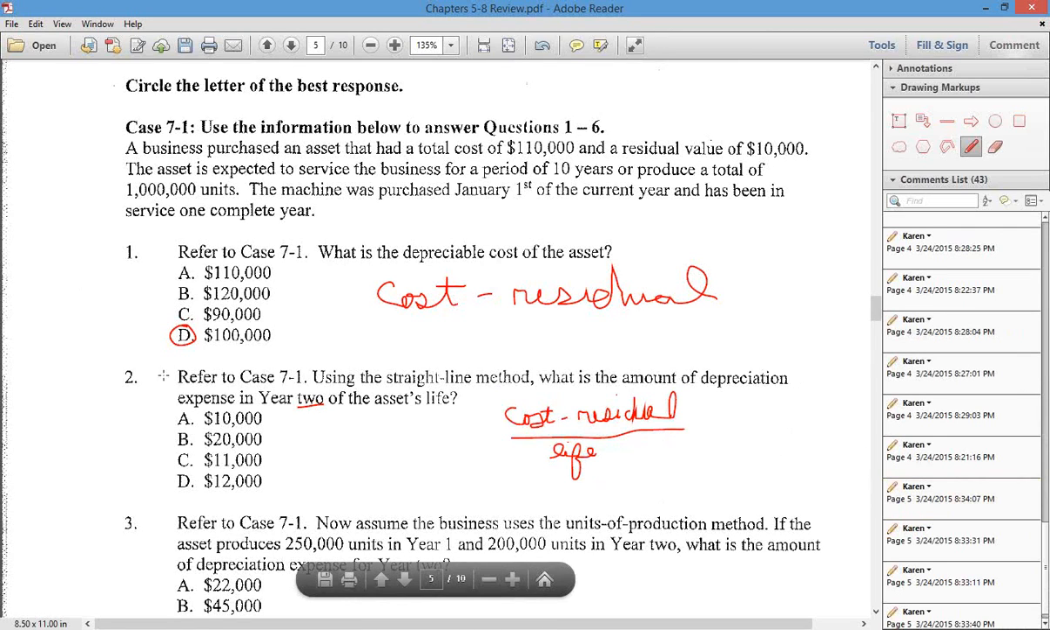So cost minus residual, we already determined was 100,000 divided by life in years. Our life in years was 10 years. So 100,000 divided by 10 years. This is straight line. So when they say year 2, I will tell you this is something that tripped up students in my classroom again yesterday. They said 20,000, right? But it didn't trip you up because you say it's A, and that is correct because it's $10,000 each year.